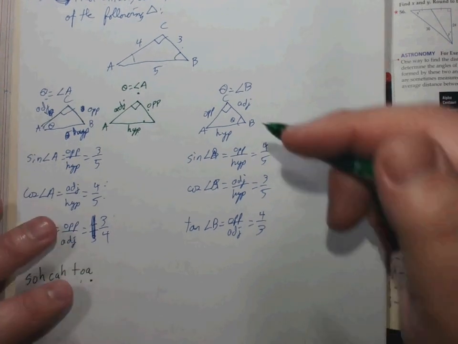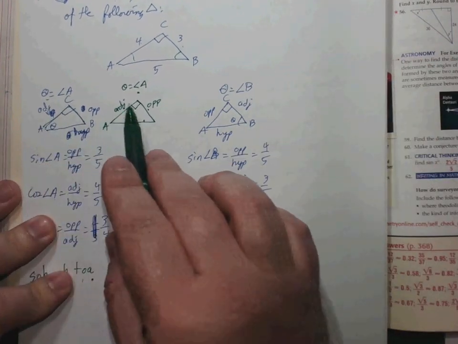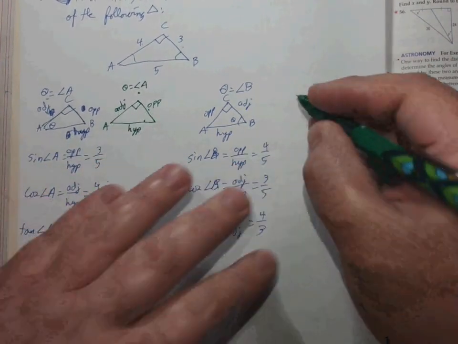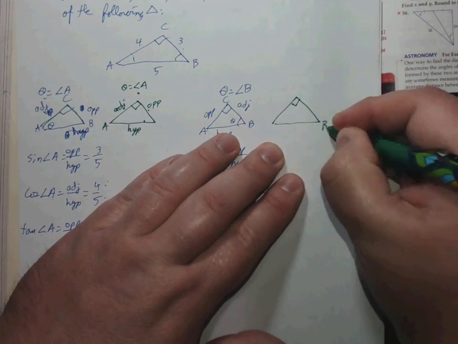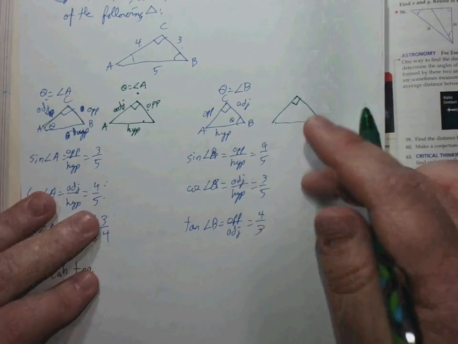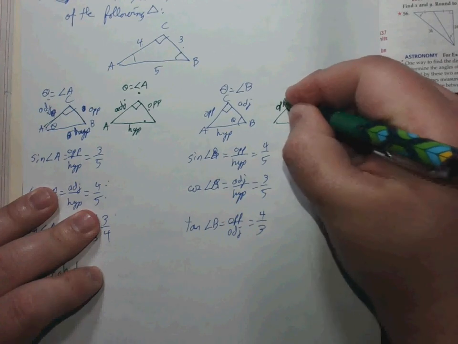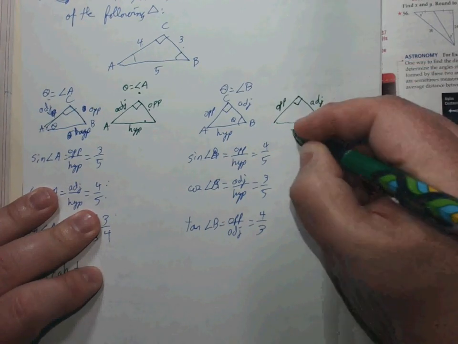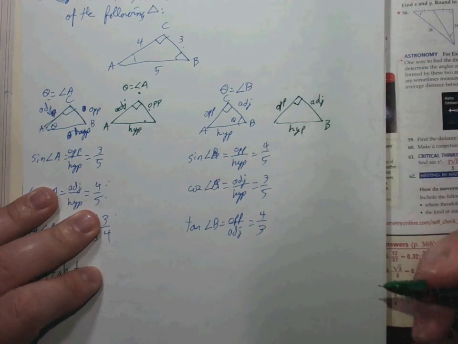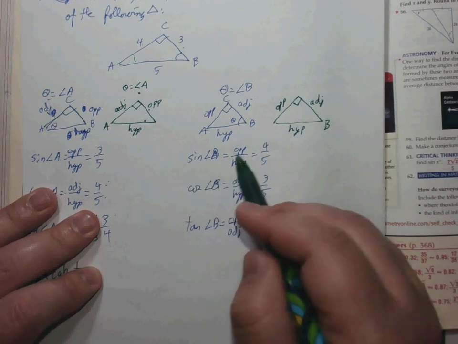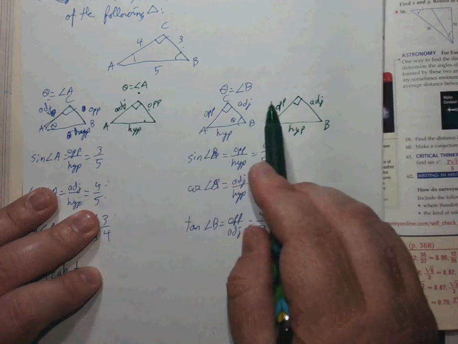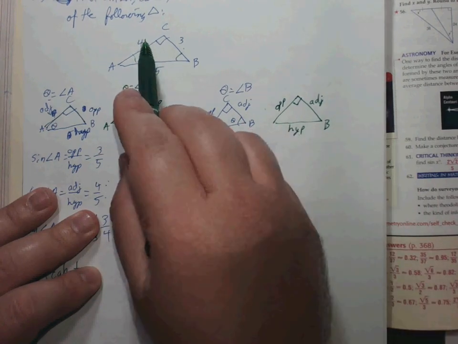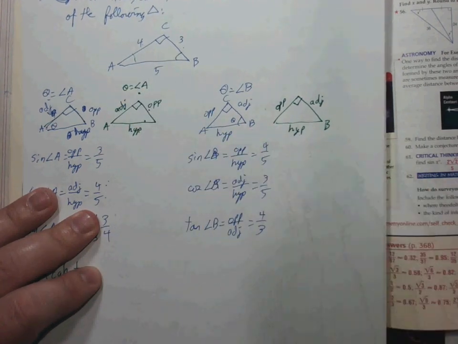Now if we're looking at angle B, it switches which is adjacent and which is opposite. I'll redraw it here too. If we're looking instead at angle B, now this is opposite, this is adjacent, and this is still the hypotenuse. So sine of angle B is opposite over hypotenuse. What's opposite for angle B? Opposite over hypotenuse, 4 over 5.